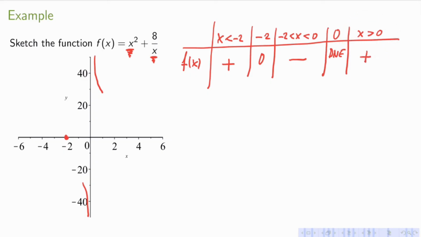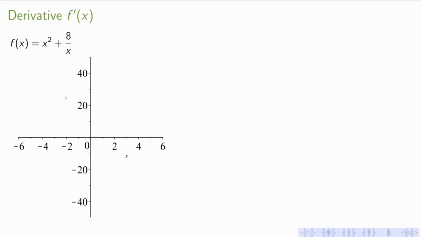So we make a little table for f, where we indicate plus, 0, minus, does not exist, plus, depending on whether the function is positive, or 0, or negative. In the graph, we know now here the function is positive, here the function is negative, here the function is positive. And that's basically all we can find from the function itself. So now we should move on to the derivative.